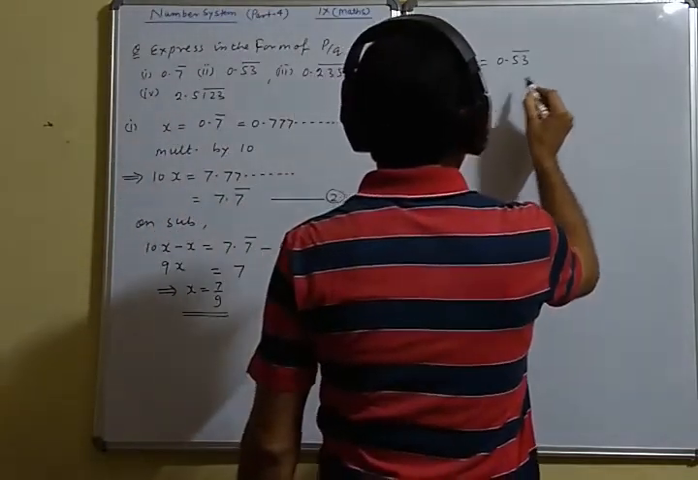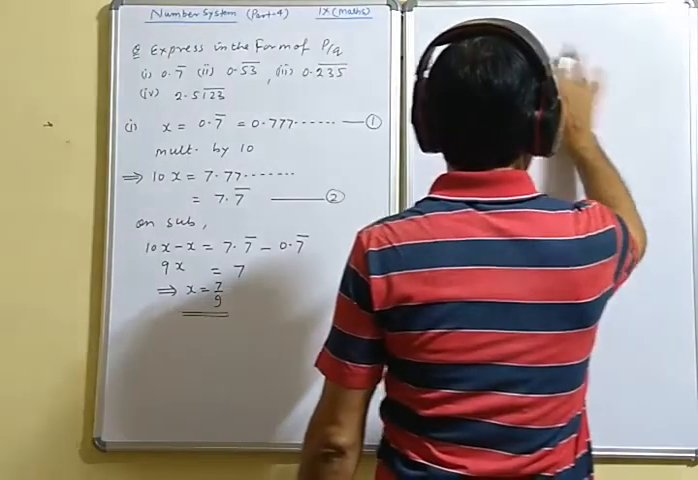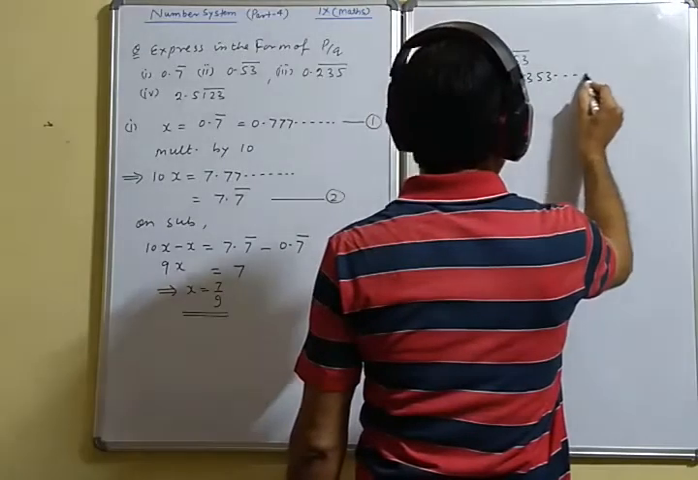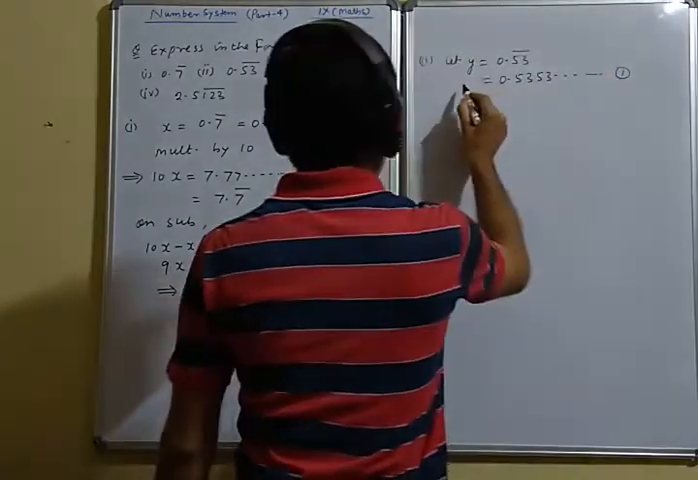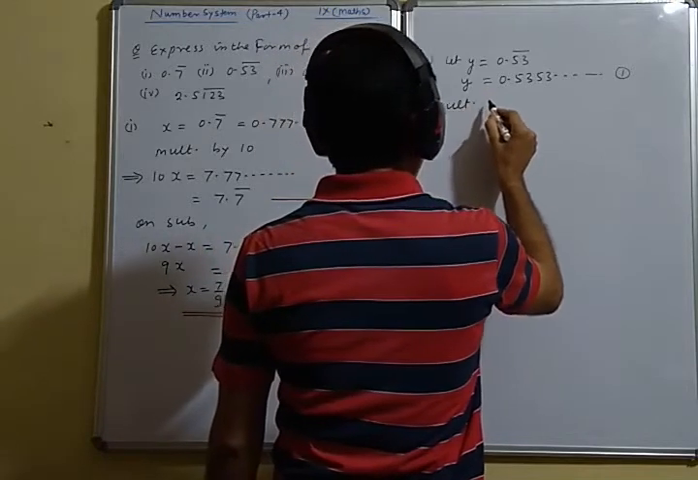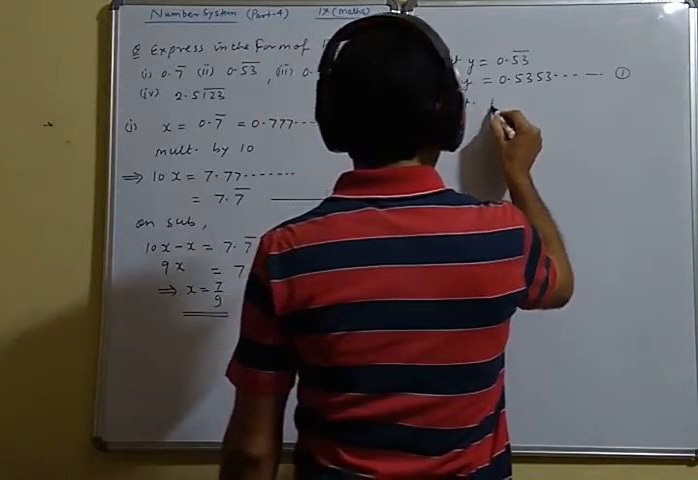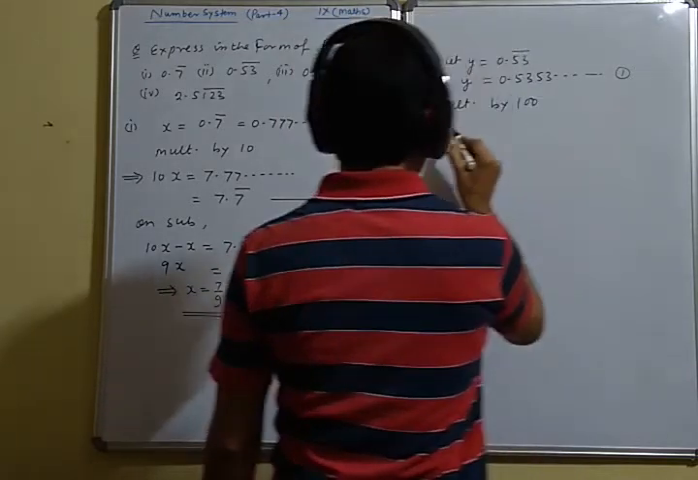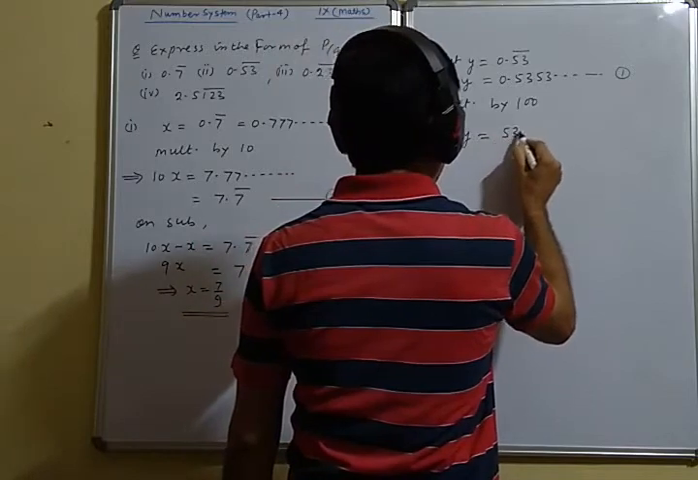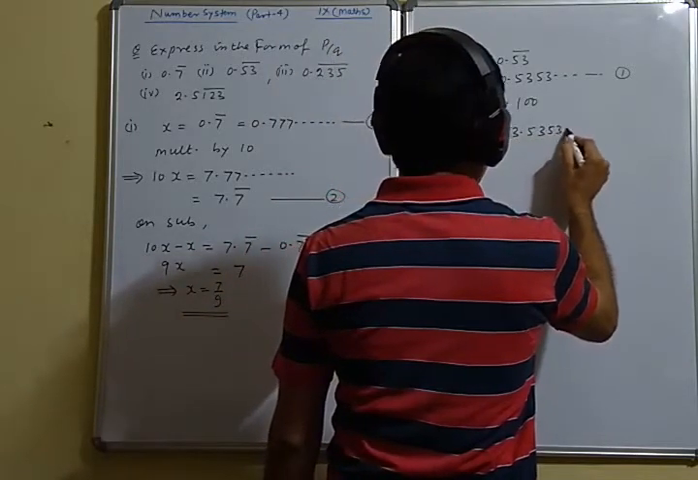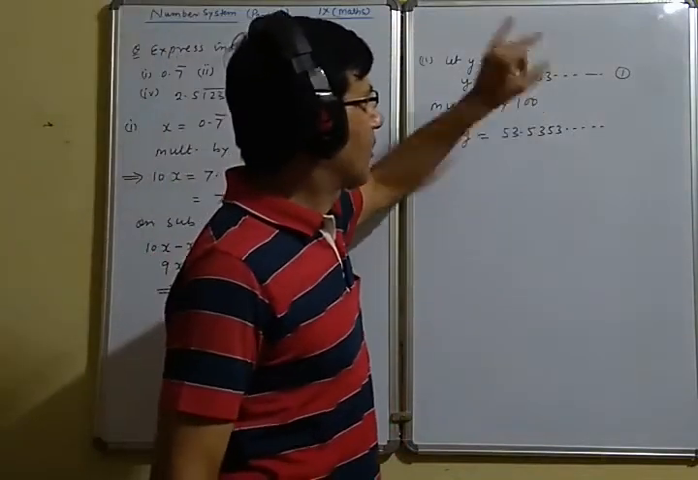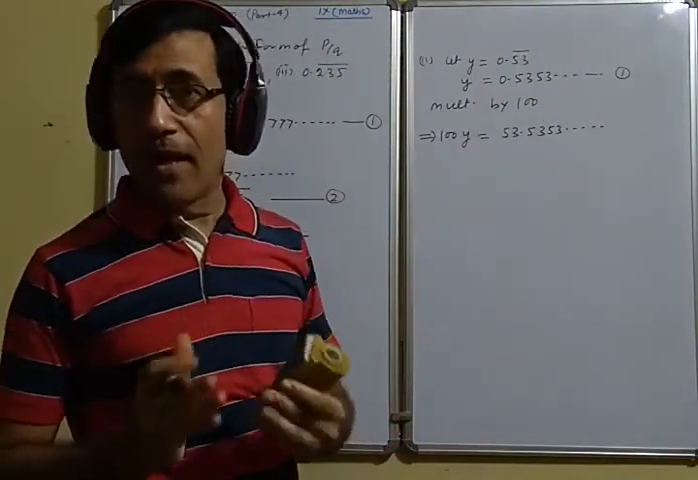So we can write this as equation 1. So it becomes 53, 53 and so on. That is why we multiply by 100. So it becomes 100y is equal to 53.5353 and so on. Because here the repeating block contains 2 digits, so we will multiply it by 100.